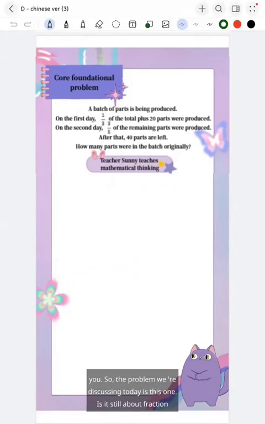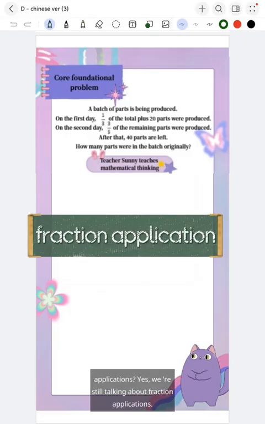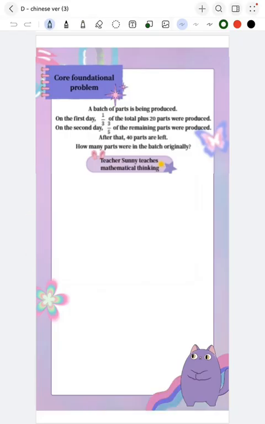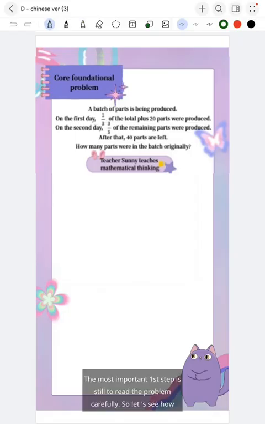So, the problem we're discussing today is this one. Is it still about fraction applications? Yes, we're still talking about fraction applications. The most important first step is to read the problem carefully.